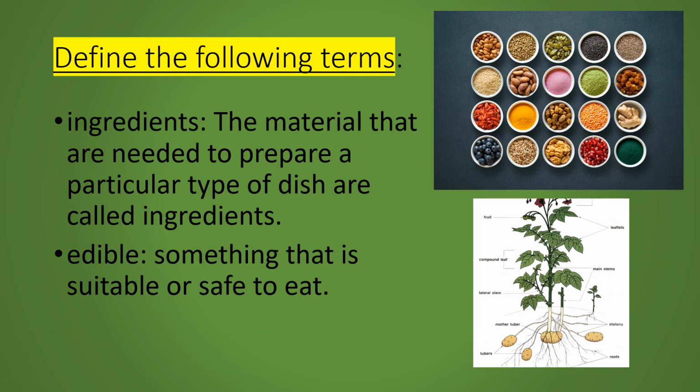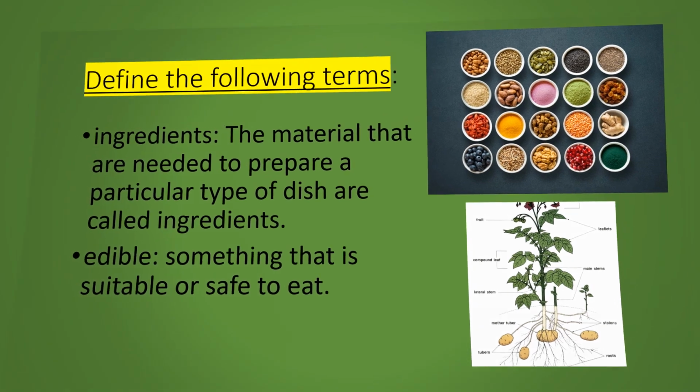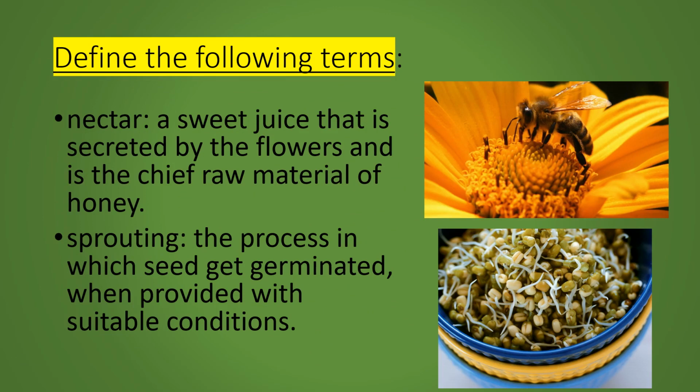Let's define the following terms. First is ingredients: the materials that are needed to prepare a particular type of dish are called ingredients. The second is edible: something that is suitable or safe to eat. Next is nectar: a sweet juice that is secreted by flowers and is a chief raw material of honey. Sprouting: the process in which a seed gets germinated when provided with suitable conditions.